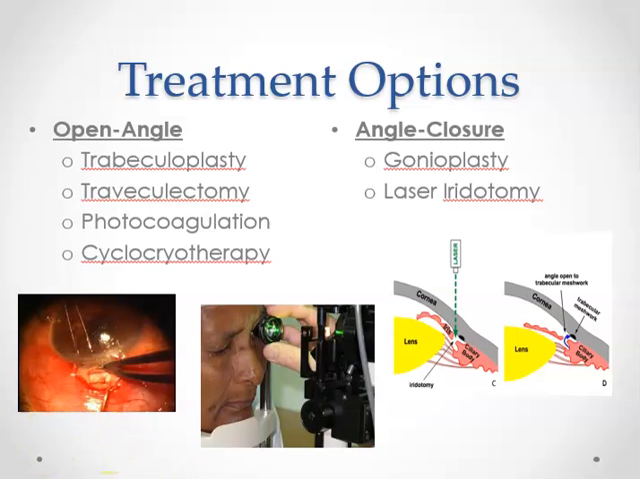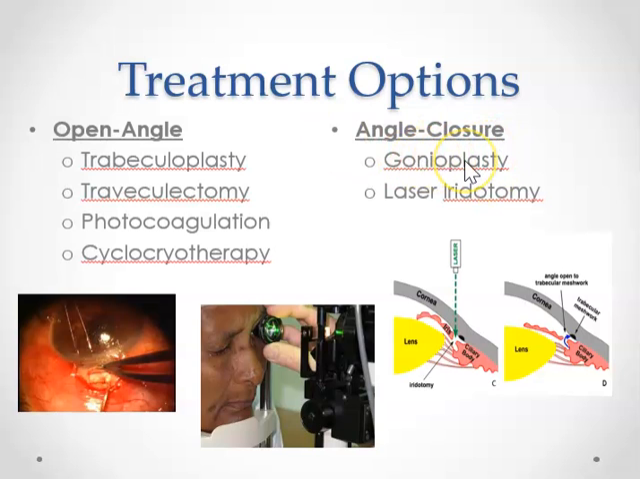A trabeculectomy is a permanent fistula created to drain excess fluid, and that is done under general anesthesia, and the patient's going to be hospitalized after that. Photocoagulation: a laser is going to destroy portions of the ciliary body, and that decreases fluid and intraocular pressure. And cyclocryotherapy is going to be the same thing as above, but it uses cold instead of heat. So they're going to be freezing it with this one.